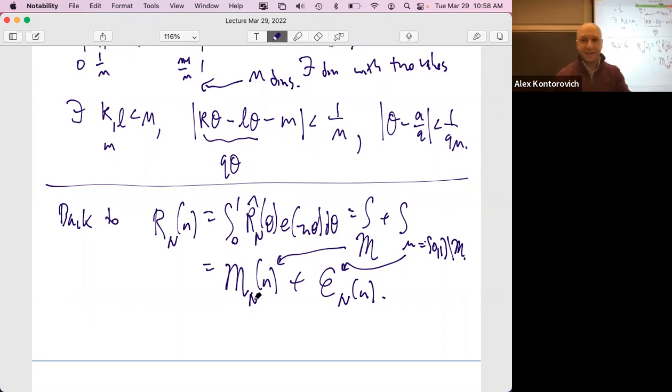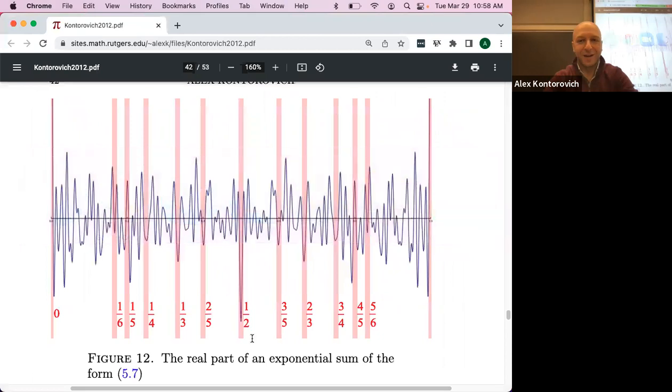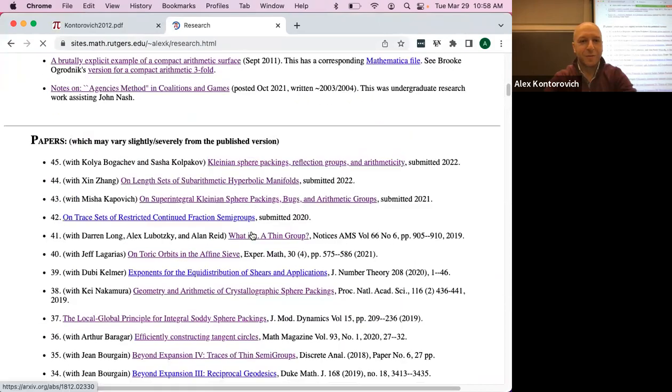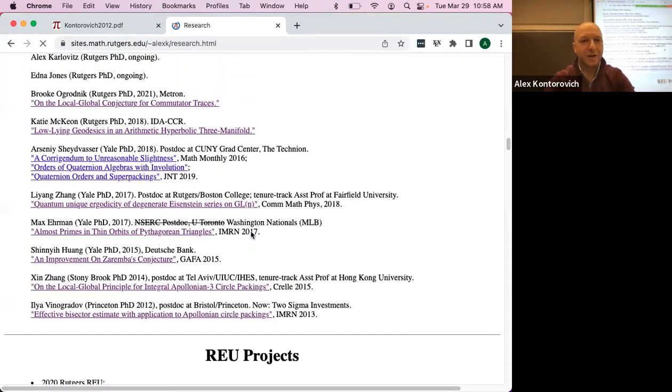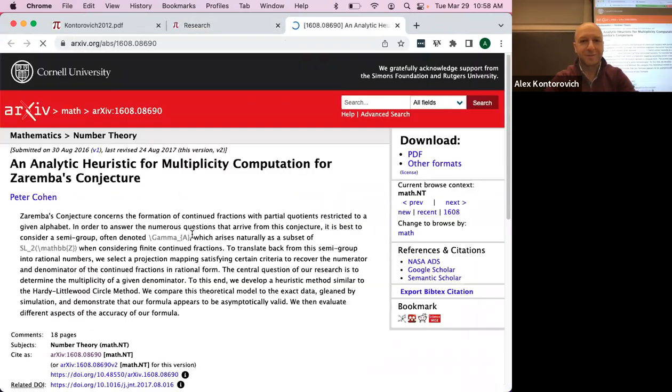In fact, in this case, I guess I can tell you exactly what M_N is. How shall I do this? Okay. Later, possibly never. Here's what M_N actually looks like. It's exactly equal to, I had an REU student work all of this out. Really? What year? Was it 13? Whoops, here it is. It was Peter Cohen, 2015.